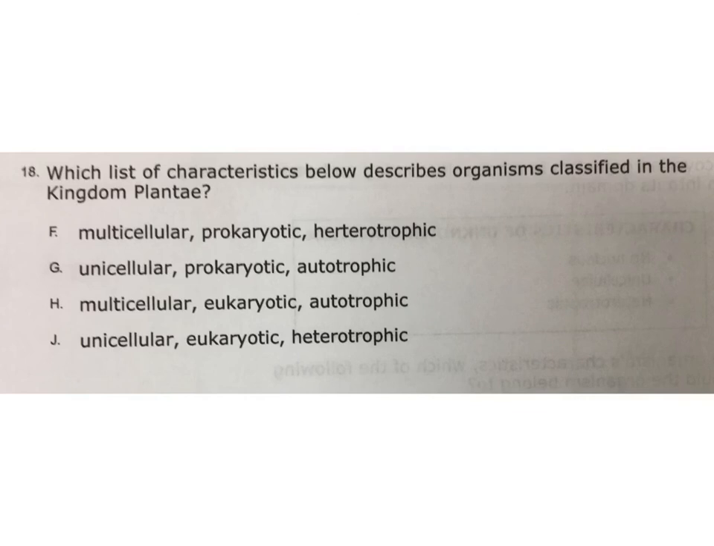Number 18, which list of characteristics below describes organisms classified in the kingdom Plantae? F, multicellular, prokaryotic, heterotrophic. G, unicellular, prokaryotic, autotrophic. H, multicellular, eukaryotic, autotrophic. J, unicellular, eukaryotic, and heterotrophic.